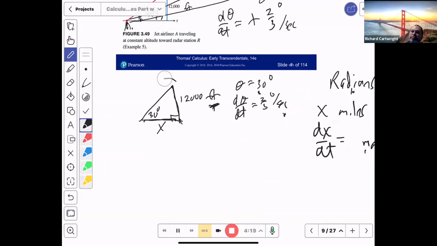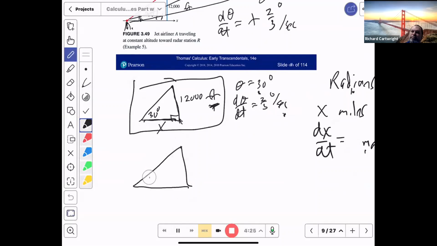This is my picture that I stop in time. Let's look at it generically before I do any work. Theta, x, and unfortunately this stays as 12,000 because it's constant. What trig function would connect the 12,000, the x, and the theta together?